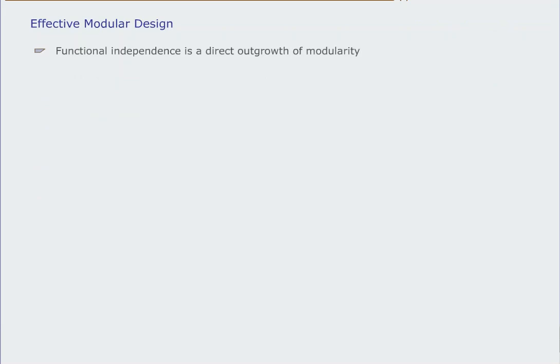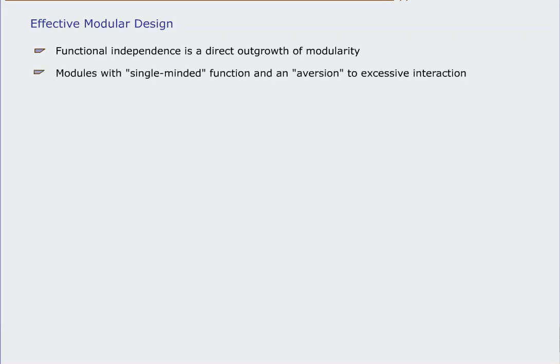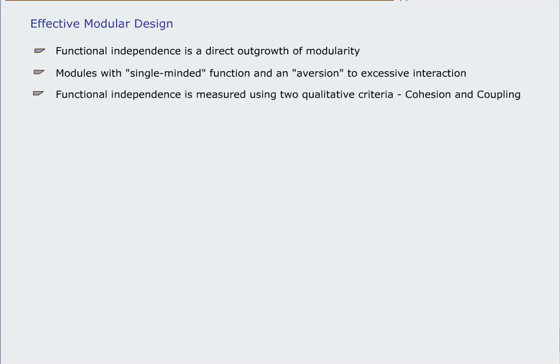Move to our next topic, that is effective modular design. Functional independence is a direct outgrowth of modularity. Functional independence is achieved by developing modules with single-minded functions. Functional independence is measured using two qualitative criteria: cohesion and coupling.